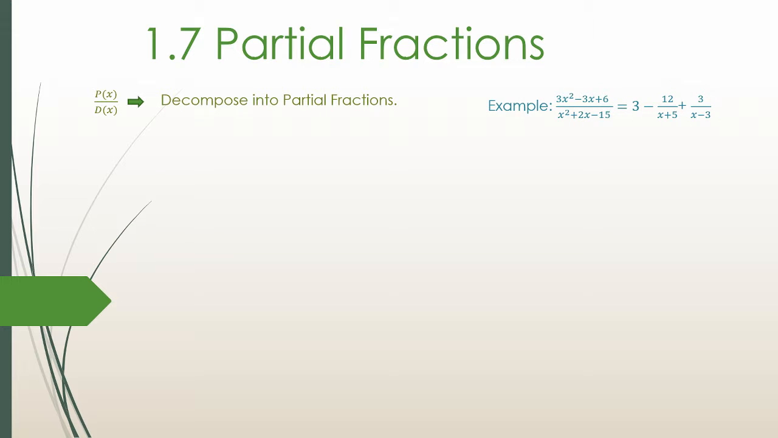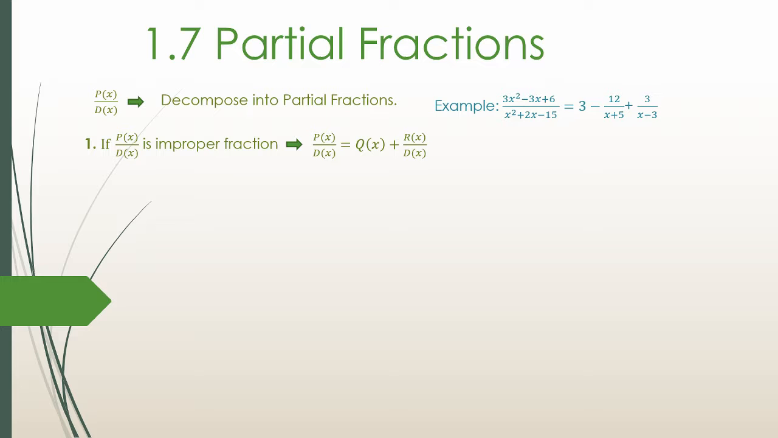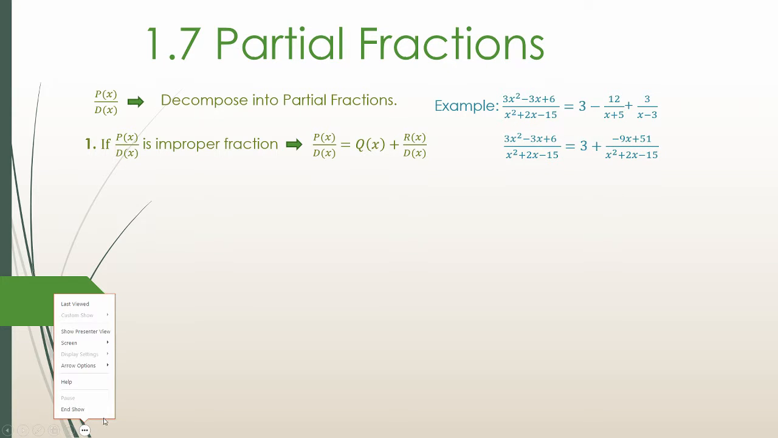Let me explain step by step. Step 1. If the algebraic fraction p of x by d of x is an improper fraction, then express it as the sum of a polynomial and a proper algebraic fraction first. That is, by using long division, we can find quotient q of x and remainder r of x. Then it can be written as q of x plus r of x by d of x. In our case, quotient is 3 and remainder is 9x plus 51.